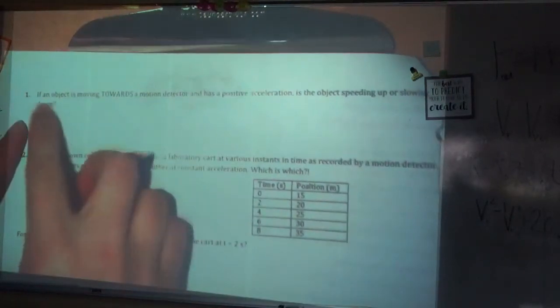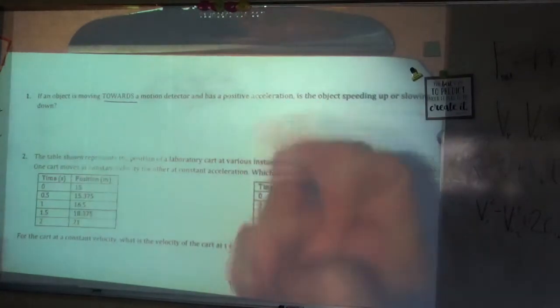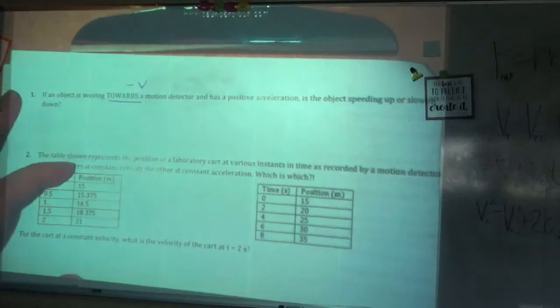Right, for number one, it says an object is moving towards a motion detector. So I think of towards as backwards, back towards something. So that would have a negative velocity. And it tells me it has a positive acceleration.